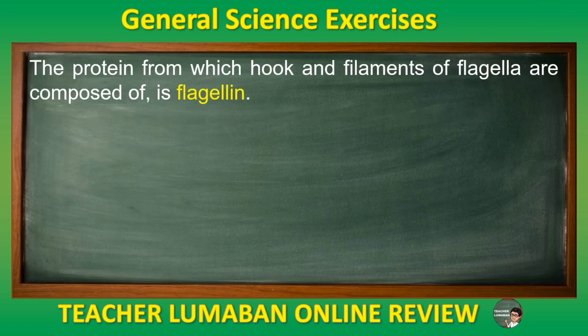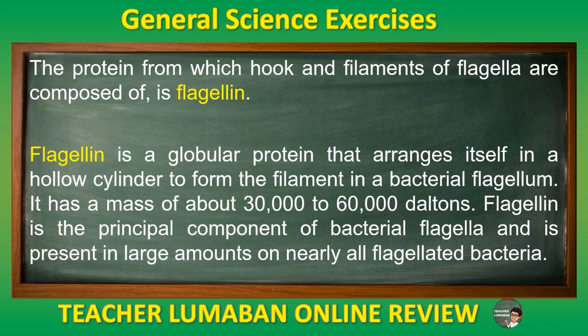The protein from which hook and filaments of flagella are composed is flagellin. Flagellin is a globular protein that arranges itself in a hollow cylinder to form the filament in a bacterial flagellum. It has a mass of about 30,000 to 60,000 daltons. Flagellin is the principal component of bacterial flagella and is present in large amounts on nearly all flagellated bacteria.